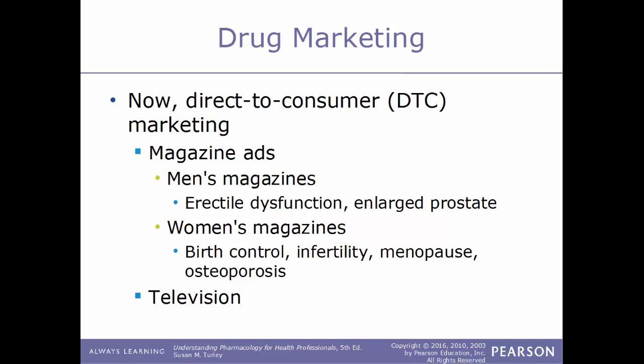This is done by magazine ads, television ads, and radio ads, and depending on where you see these ads, they'll be more focused on that target audience. For example, drugs that advertise in men's magazines may focus more on erectile dysfunction drugs or drugs that would treat an enlarged prostate. Drugs that would advertise in women's magazines would focus on menopause drugs or infertility or osteoporosis or birth control. So you're going after a much more targeted audience based on the TV show you're advertising on or the magazine that you're advertising in.